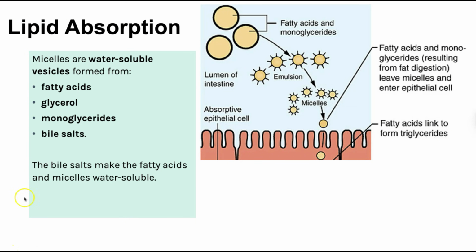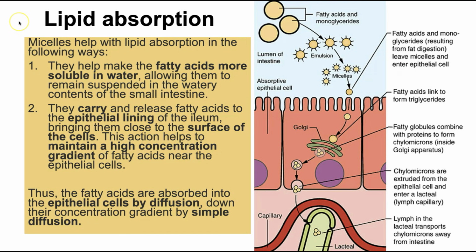Starting with lipid absorption, we now get to find out more about micelles. Micelles are water-soluble vesicles, and these vesicles contain fatty acids, glycerol, and monoglycerides. Those are the products of lipid digestion, so your triglyceride, after it's been digested, is what we have. It's also bile salts combined with those, and it's the bile salts that make these fatty acids water soluble. So that's what a micelle is, but a common exam question is, how do micelles help with lipid absorption?